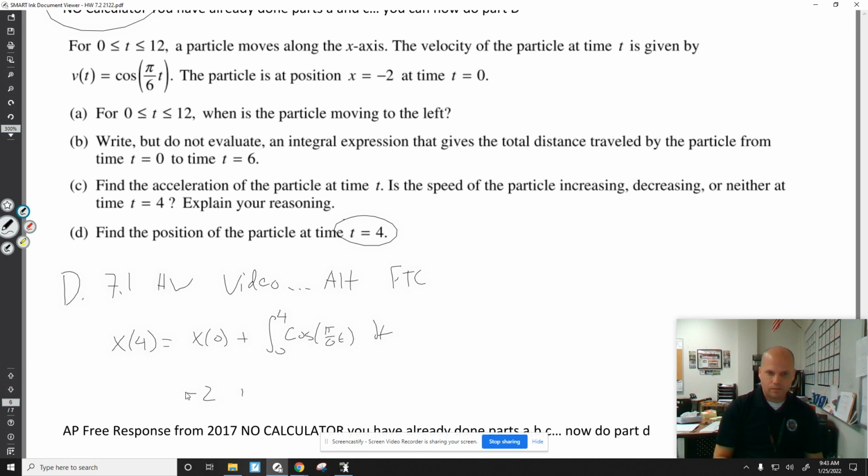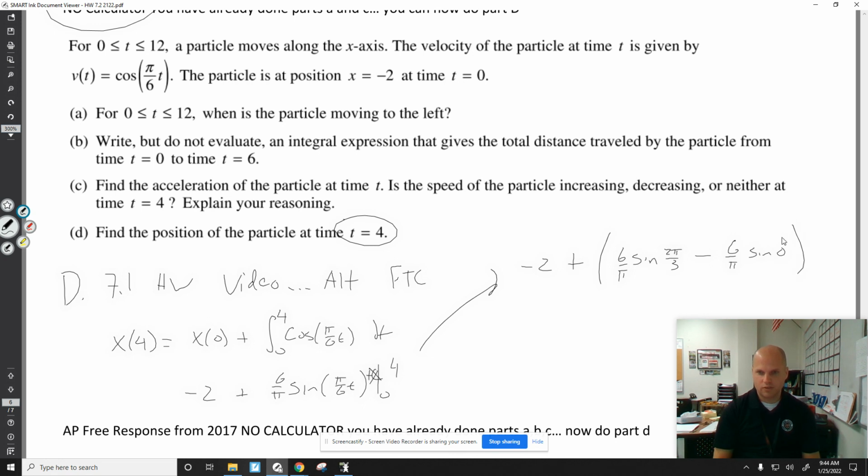I have this as -2. I can take the antiderivative of this. Find the change in that from 0 to 4. So I'll have the -2 plus, I got 6 over pi sine, plug in 4, it becomes 2 pi over 3. It should have a plus c, but we know that the c's are going to go away, so I'm just going to remove it there. And then minus 6 over pi sine 0. Fortunately, the 6 over pi sine 0 is 0, so I just have negative 2 plus sine of 2 pi over 3.